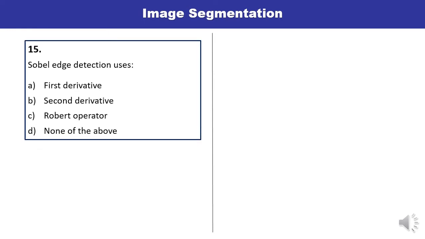Question number 15 is, Sobel edge detection uses first derivative, second derivative, Robert operator, or none of the above. So Sobel edge detection uses first derivative. A is the correct answer. See, in these type of questions you must remember, because sometimes you may feel all the options look similar.